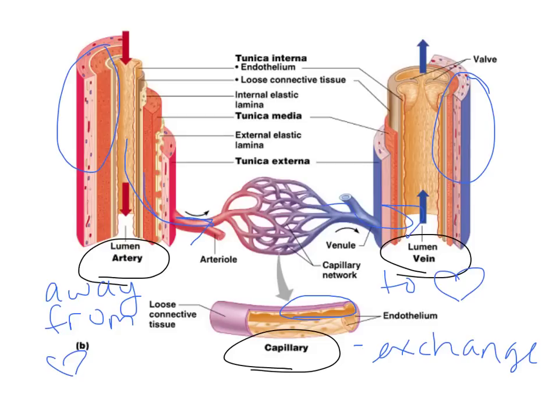So blood flows away from the heart, out to the tissues, whether it's lung tissue, liver tissue, muscle tissue, whatever. It flows away from the heart out to the tissues. Diffusion of whatever needs to happen will happen at the capillary level, and then the blood will go back to the heart to be pumped through the body again.